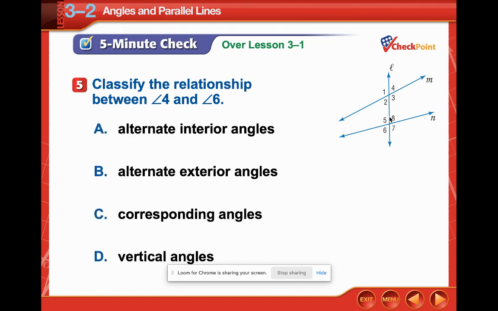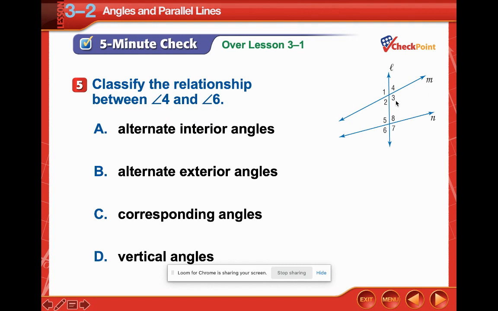All right, number 5. Classify the relationship between angle 4 and angle 6. Okay, so why don't you guys take about 5 to 10 seconds to stop me speaking. Take a quick second, check over your notes, see if you saw this one on your own. All right. Hopefully you're able to solve this one on your own. Classify the relationship between angle 4 and angle 6.